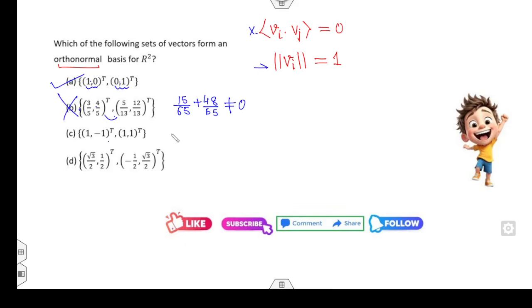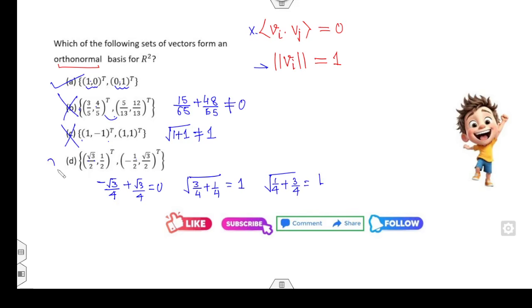Is the second property satisfied? 1 plus 1 which is not equal to 1. Third option cancelled. Look at the dot product: minus root 3 by 4 and plus root 3 by 4, which is 0, satisfied. Now we can check the norm. The norm will be 3 by 4 plus 1 by 4, which is 1. Similarly for the second one, 1 by 4 plus 3 by 4, which is 1. Yes, A and D are the right answers of the problem.